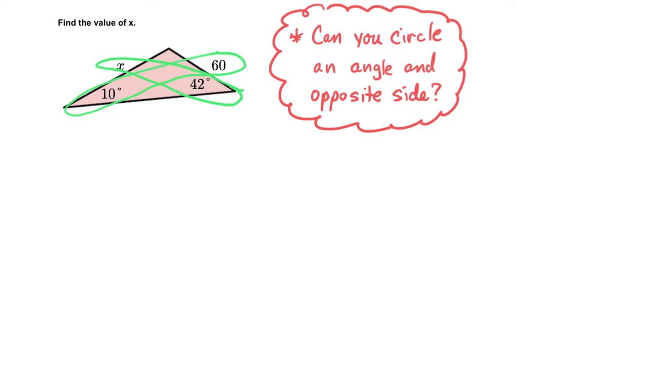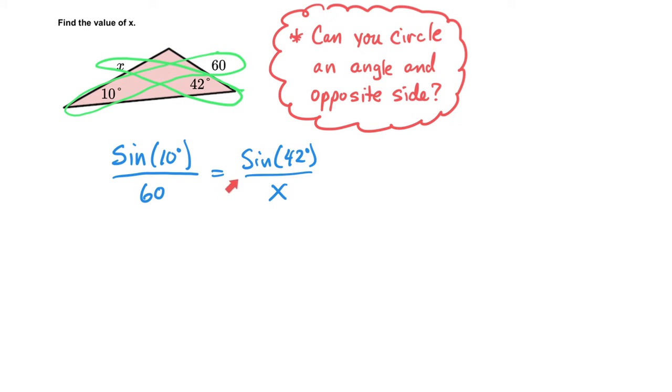So my law of sines works like this. You take sine of your angle over the side, and that'll then equal the sine of the angle over the side. So in this first part, you're going to take sine of 10 over 60 and write this fraction like this. Then you're going to say that equals sine of 42 over x, like this.